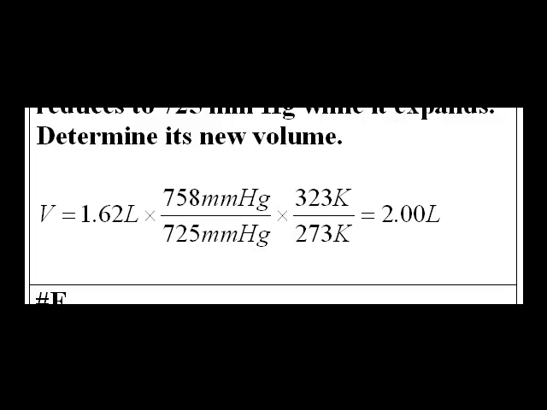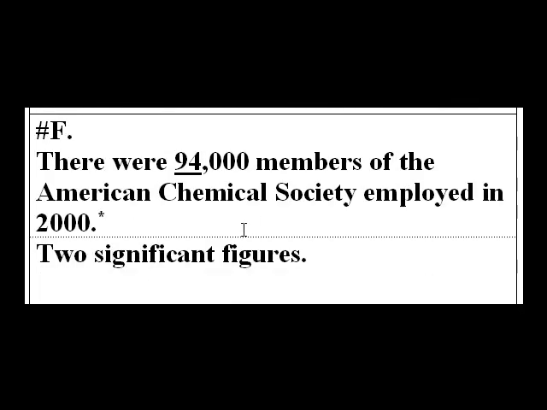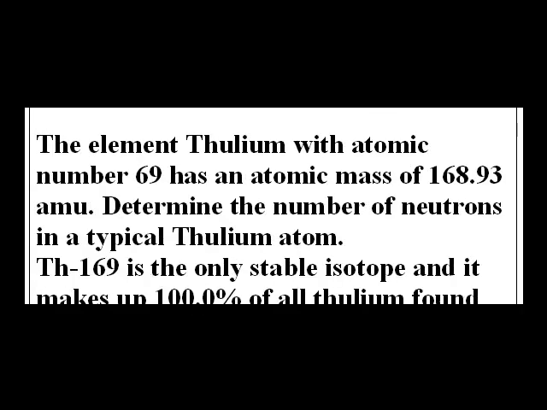Okay, the last one is the case where we have trailing zeros in front of the decimal point without the decimal point written down. The first number I got from the fact that there were 94,000 members of the American Chemical Society employed in 2000. Well, that sure looks like a rounded number. As I said, you get that from the context. At this point, I'm running out of time for my recording, so I'll be doing the last two numbers here in the next recording.